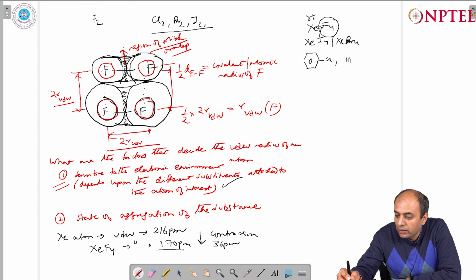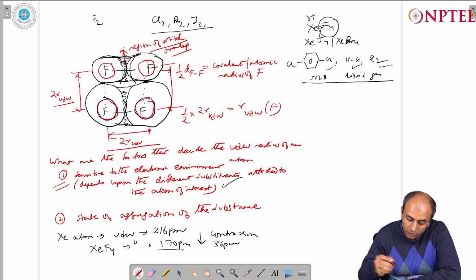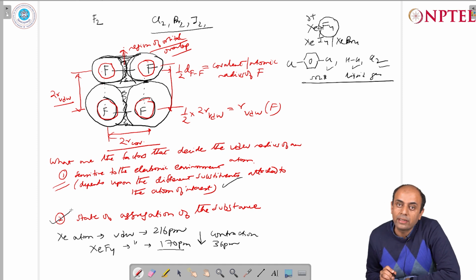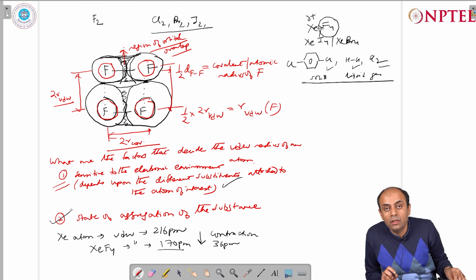Similarly, you can also consider, for example, chlorobenzene. You can take HCl and you can take chlorine gas. Or you can take, say, dichlorobenzene. So say this is a solid, this is a liquid, and this is a gas. Or any chlorinated compound you can consider which is in the solid state. There the van der Waals radius of chlorine is going to be different compared to that in HCl compared to that in the chlorine gas. And so that depends upon the state of aggregation of the substance, which also affects the magnitude of the van der Waals radius. So these are some of the important things we need to keep in mind when we look at van der Waals radius.